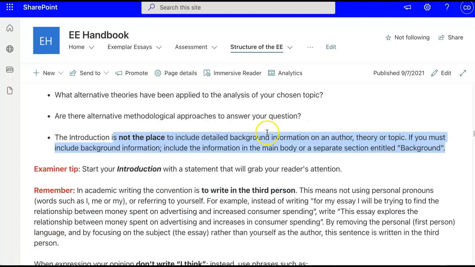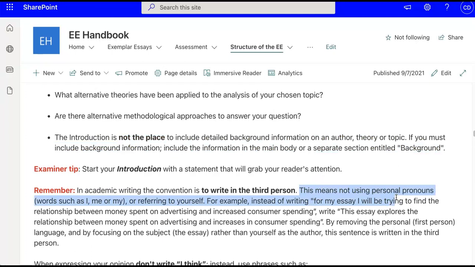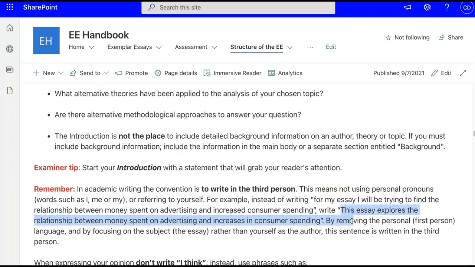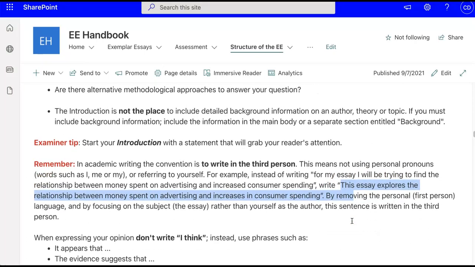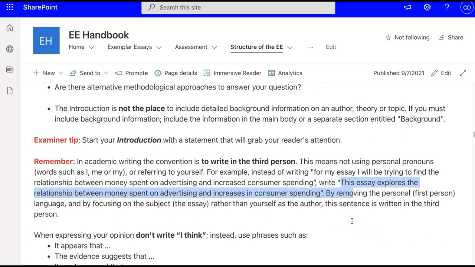Other useful advice is to remember to write in the third person. This means avoiding using personal pronouns. So you should not be writing in the first person. In other words, you should not be saying words like "I will be trying to find out." Instead, you should be saying "this essay explores," for example, or "this essay will investigate." Again, very important not to use personal pronouns.